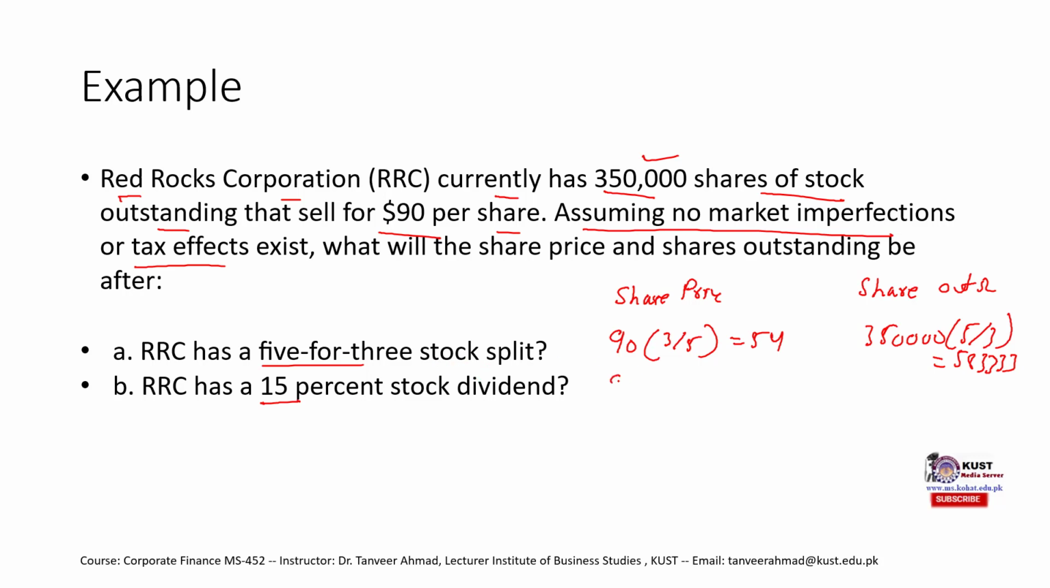Similarly, if the company, instead of having this case, the second case happens, that is a 15% stock dividend, then the share price would be 90 into 1 divided by 1.15, that would be 78.2, and the shares outstanding would be 350,000 into 1.15, because it is a 15% stock dividend. So the total shares outstanding would become 402,500, sorry.